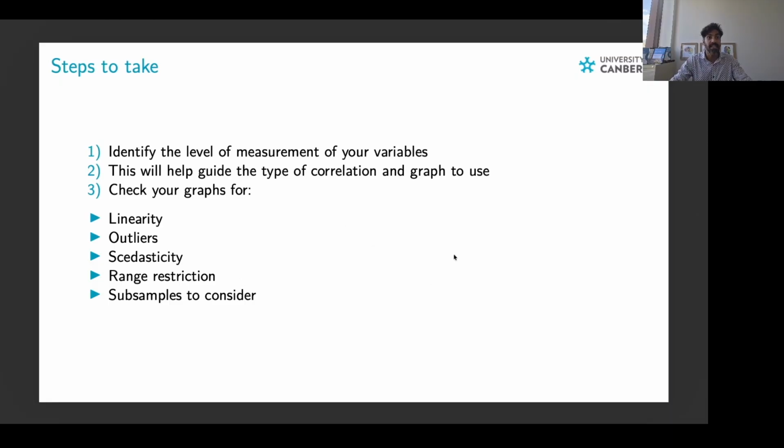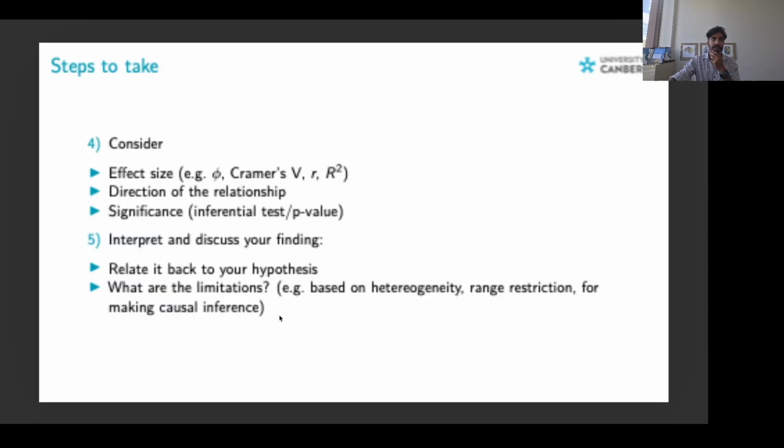So what are the steps to take? Well, the first step, you have to identify the level of measurement of your variables. Is it nominal, ordinal, interval, or ratio? And this will help guide the type of correlation and graph to use. And check your graphs for key components, such as linearity, outliers, stochasticity, range restriction, and subsamples to consider. So those are the key things to take away.